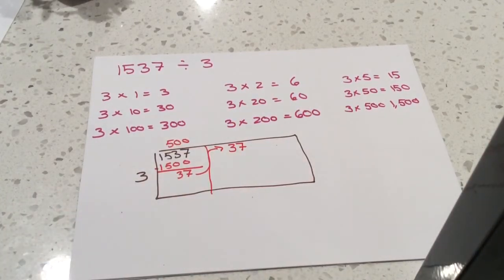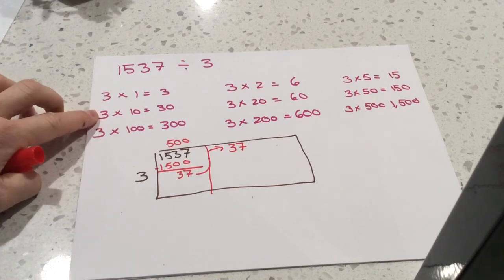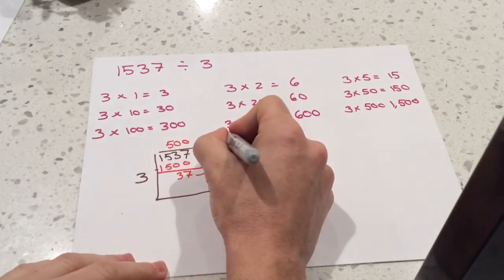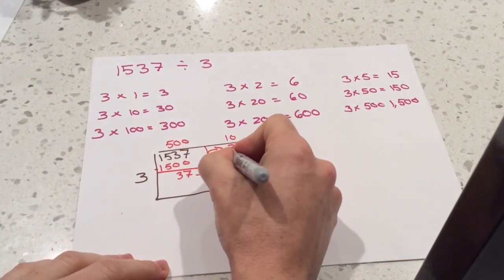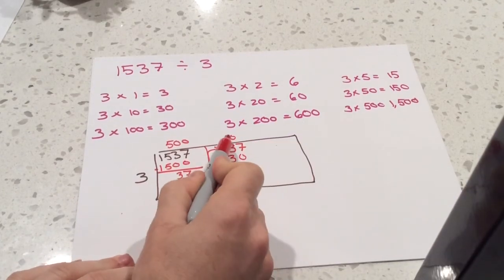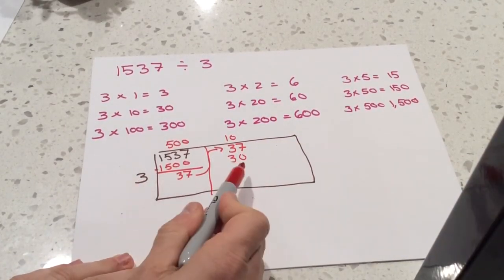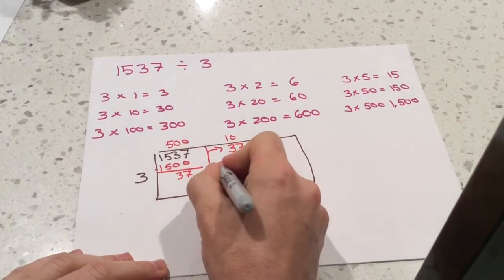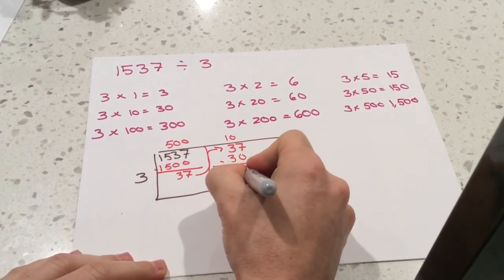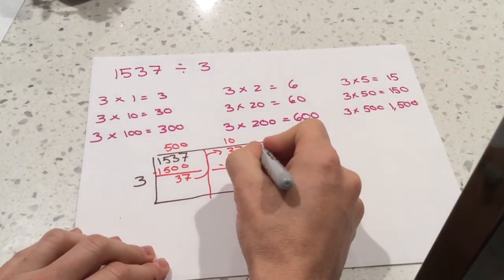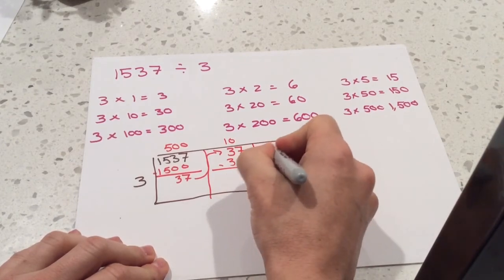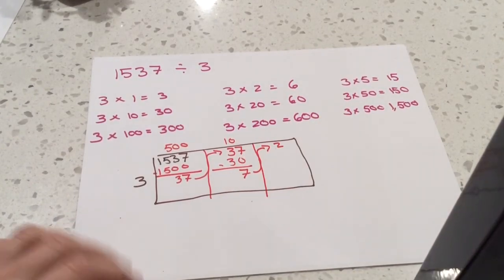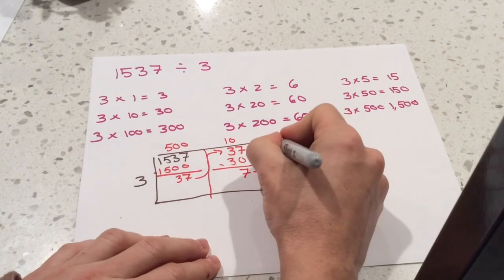Now I'm deciding where to look. Well, this one's going to come into play, 3 times 10. So I'll take out 10 groups. Again, 10 groups of 3 is 30. I'll subtract, and I'm left with 7. Goes to my next column. Oh, I'm getting ahead of myself.